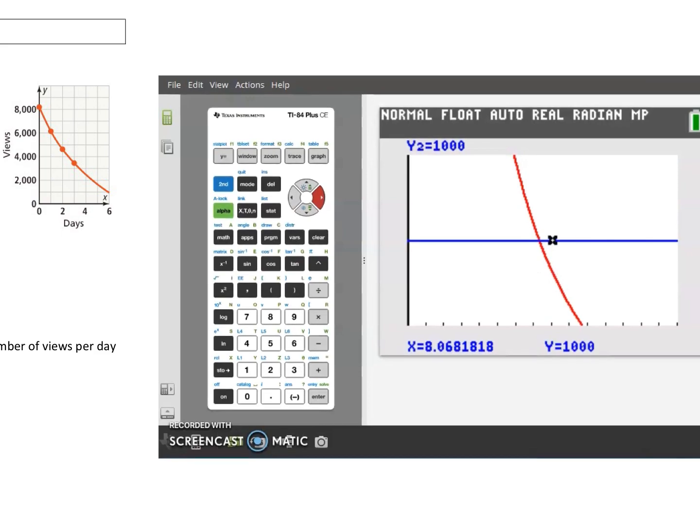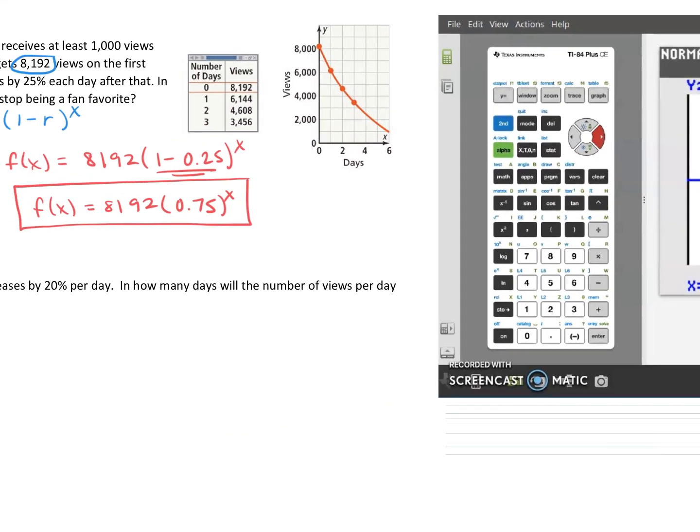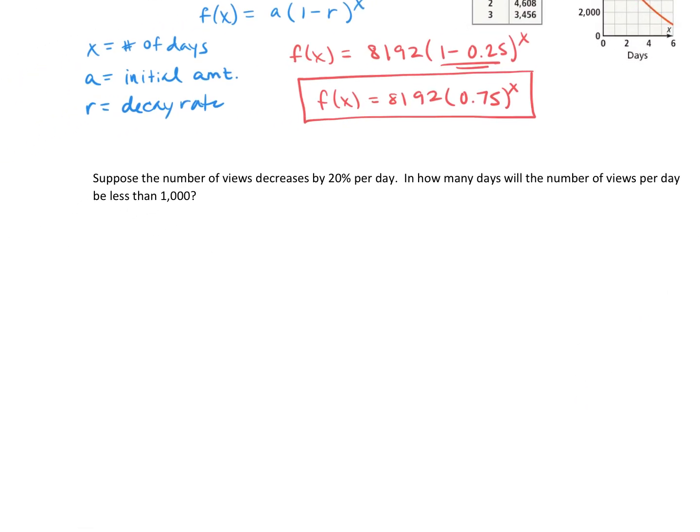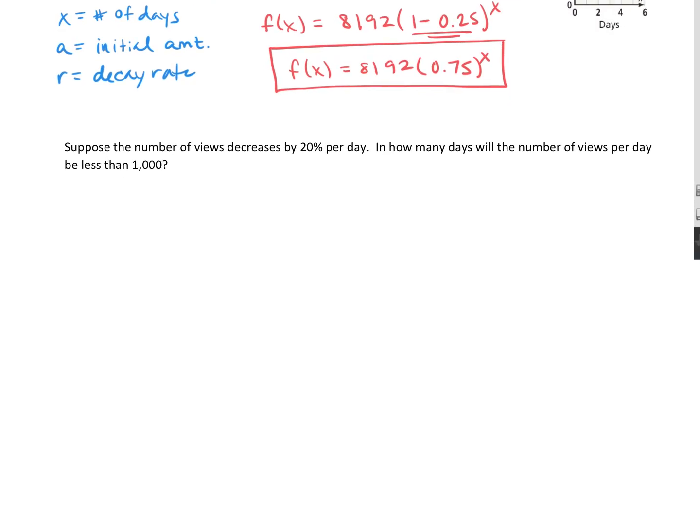Okay, so move that out of our way. Okay, so follow-up question, let's just change it a little bit. Suppose the number of views decreases by 20% per day. And how many days will the number of views per day be less than 1,000?